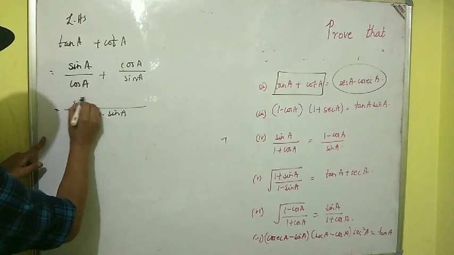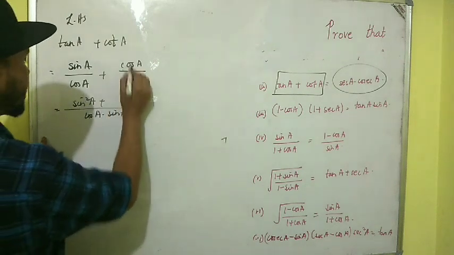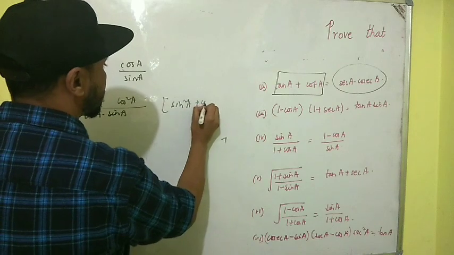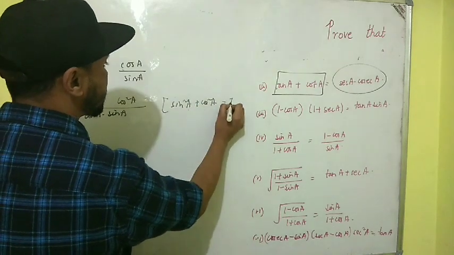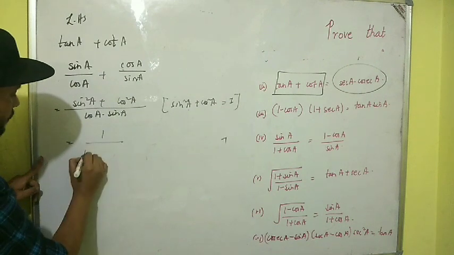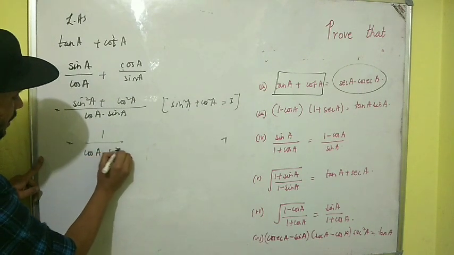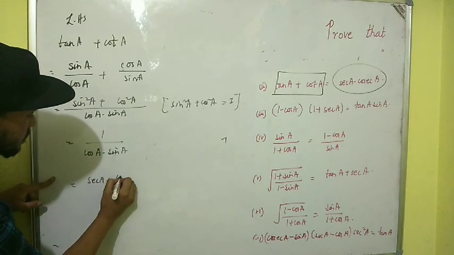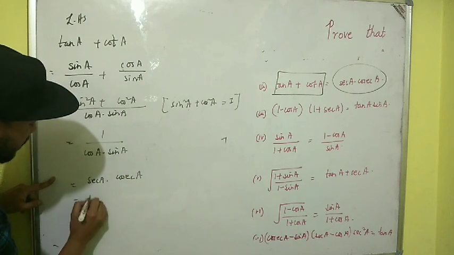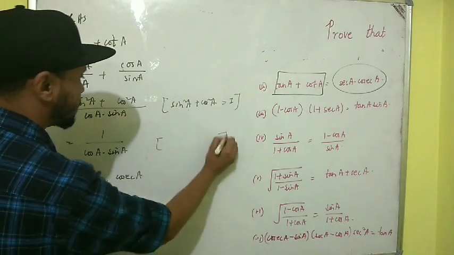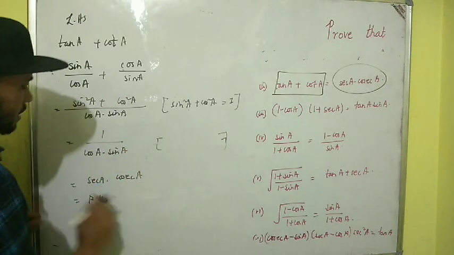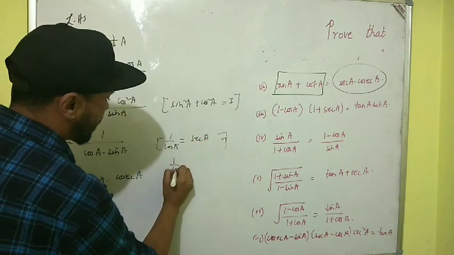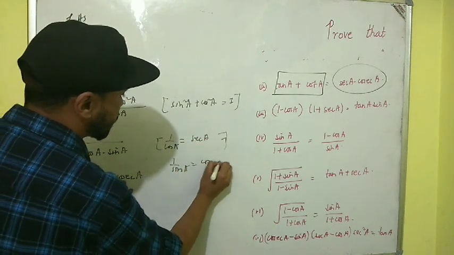Now sine into sine is sine square A, plus cos into cos, cos square A. Now we know that sine square theta plus cos square theta, the angle is A, so it is 1. So this is 1 by cos A into sine A. Now 1 by cos is sec, it is a reciprocal, and 1 by sine is cosec A, which is your right hand side. So here also you have to write the statement: 1 by cos is sec and 1 by sine A is cosec. So this is how we prove.